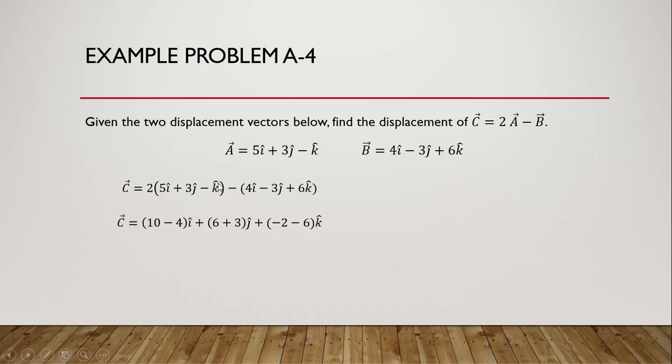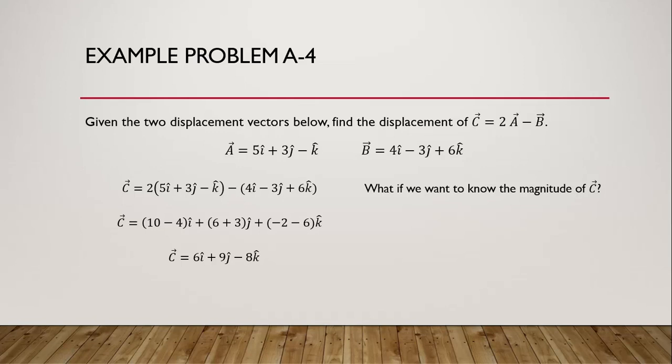Plus, well, negative 1 times 2, 2 minus another 6. And what I would end up with is this expression here. Vector c is 6i hat plus 9j hat minus 8k hat. So that'd be vector c in unit vector notation. Now, what if I wanted to know the magnitude of vector c?